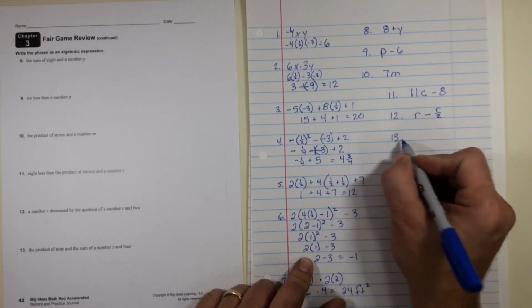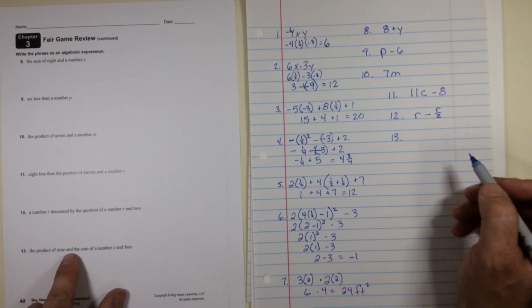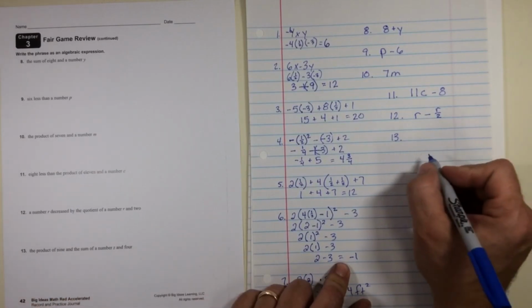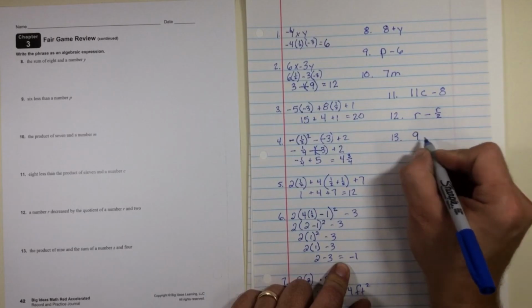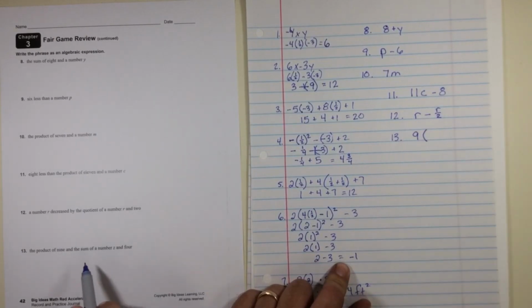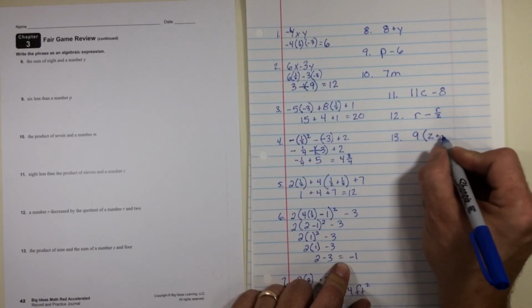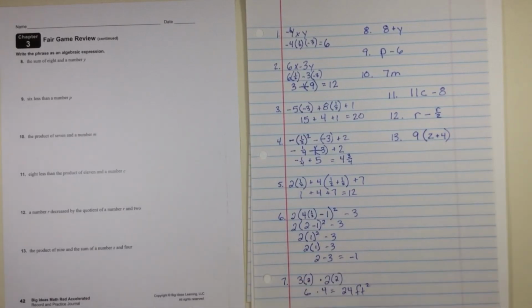And 13. The product of 9 and the sum of a number z and 4. So product is multiply 9 times this sum, z and 4. So we'll put that in parentheses because we have to do that first. Z plus 4. And then all of that times 9.